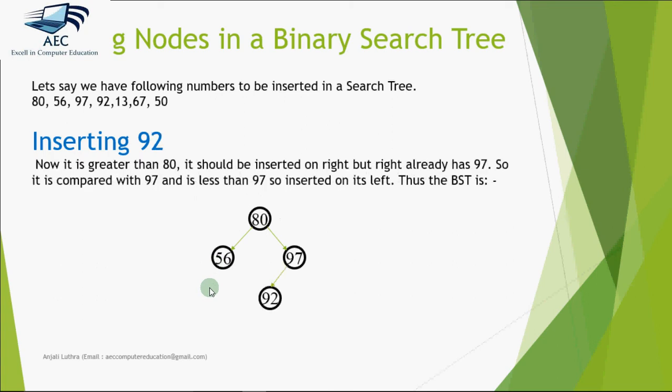Now the next number I have is 92. We always have to start checking from the root. So we'll check with 80. 92 is greater than 80, so it should come on the right-hand side. But I already have something on the right. 97 is already there. What should I do? Now I'll check 92 with 97. It is less than 97, so it would be inserted on the left of 97. We insert it as soon as the condition is true and we get a place, that means its left or right should be null so that we can insert it there. 97's left was blank, so I could insert 92 there. So that's how we insert 92.